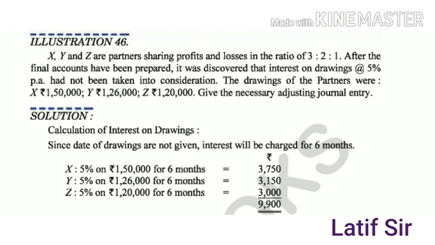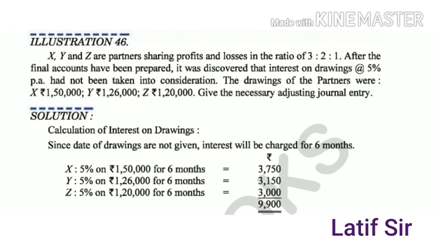So X's drawings come to 1,50,000 into 5 by 100 into 6 by 12, that is 3,750. Similarly, Y is 1,26,000 into 5 by 100 into 6 by 12, it comes to 3,150. And similarly, Z is calculated the same way, and it comes to 9,900.